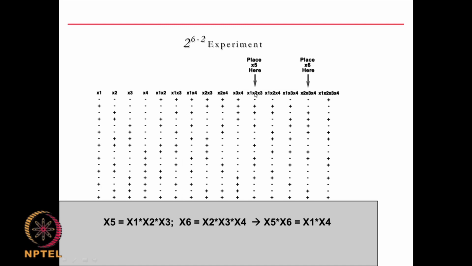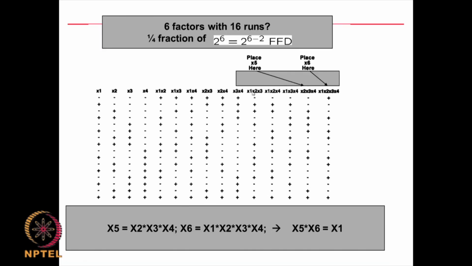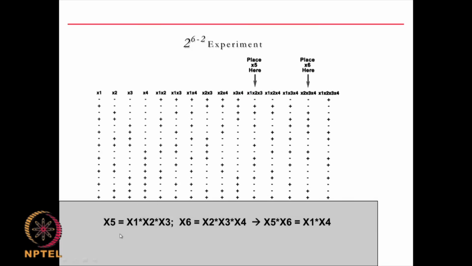So, I think of this place and this place. When I do this, x5 is equal to x1, x2, x3, x6 is equal to x2, x3, x4. So, when I multiply x5 and x6, you will get x1, x2, x2 becomes 1, x3, x3 will become 1. So, x1 and x4. So, you have 2 factors confounded with each other, which is okay. This is a resolution 4 design. Okay. So, this is allowed.